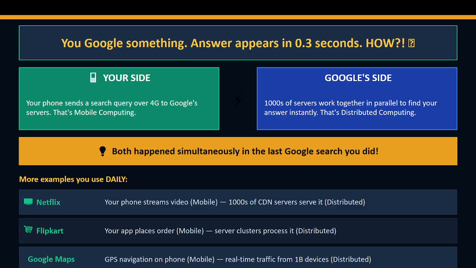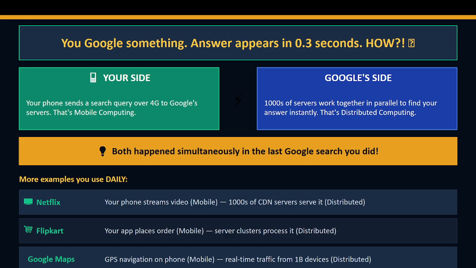Okay, real question. You just Googled something, and the answer appeared in 0.3 seconds. How? Here is what actually happened. On your side, your phone sent a search request over 4G to Google's server. That's mobile computing. Simple. On Google's side, 1000 servers simultaneously broke your query into tiny pieces.